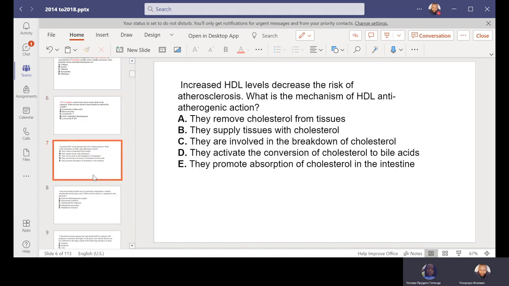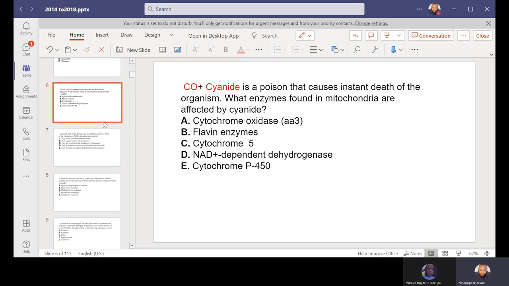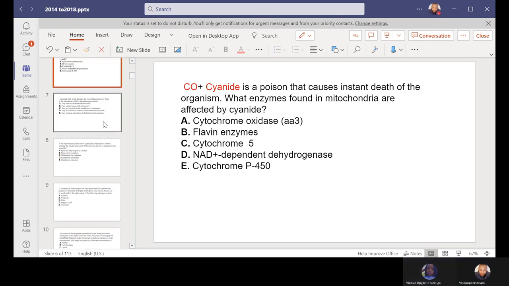So it can be carbon monoxide or cyanide. If the patient is poisoned by carbon monoxide, you usually give oxygen. And in case of cyanide, you give thiosulfate drugs.